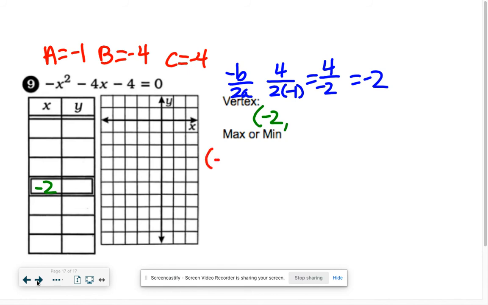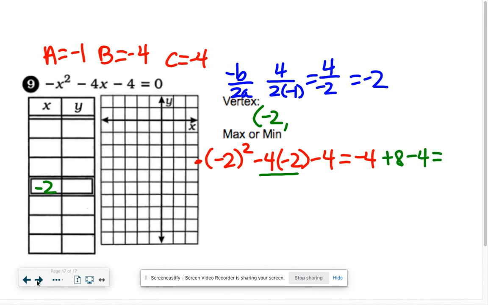Okay, here we go. So we're going to have -(-2) squared, the minus out front, -4(-2), -4. Okay, so -2 squared, you guys, would be 4, but the minus out front makes it automatically negative. Now we're taking -4 times -2. That's a +8 minus 4. Now if we add those together, -4 plus 8 minus 4 is just 0. So we found our vertex to be -2, 0. So we can plot that.